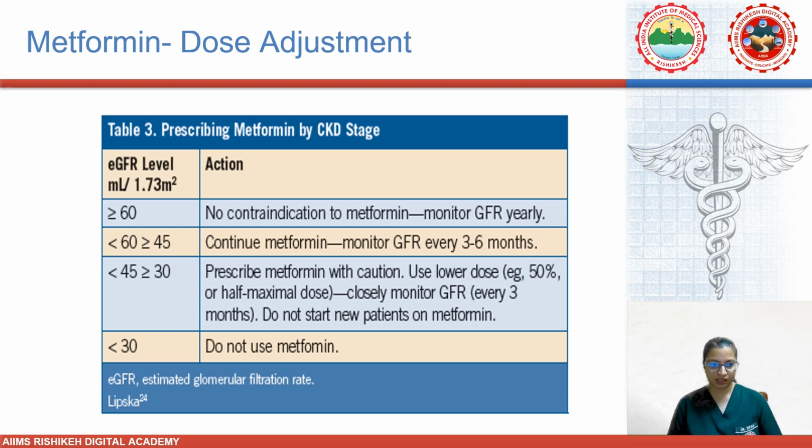If eGFR is more than or equal to 60, there is no contraindication to metformin. We have to monitor the GFR. We can give the standard dose. If eGFR is less than 60 but more than 45, we can continue metformin, but we have to frequently monitor the GFR every 3 to 6 months. If the eGFR is more than 30 but less than 45, then we have to prescribe the metformin with caution. And if it is less than 30, we should not use metformin.